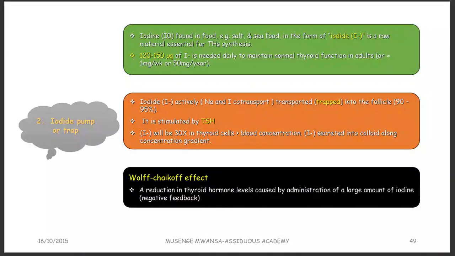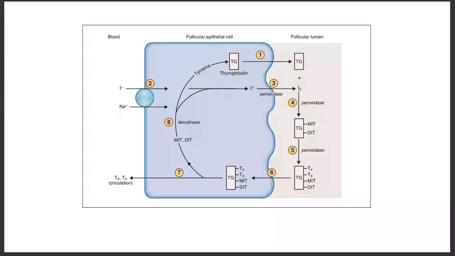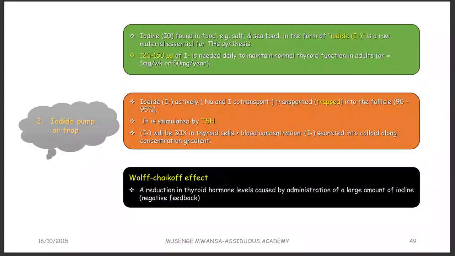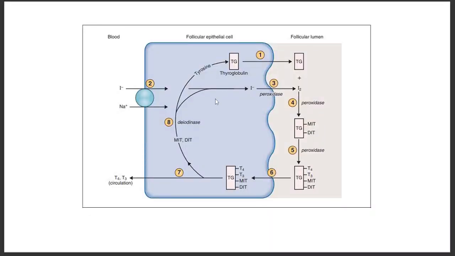The next step is going to be the iodide pump. So if you can even see here, step one was the formation of thyroglobulin. For you to form thyroglobulin, you can see you have got thyroglobulin here. You need tyrosine also to attach there. And then there will be the iodine trap.